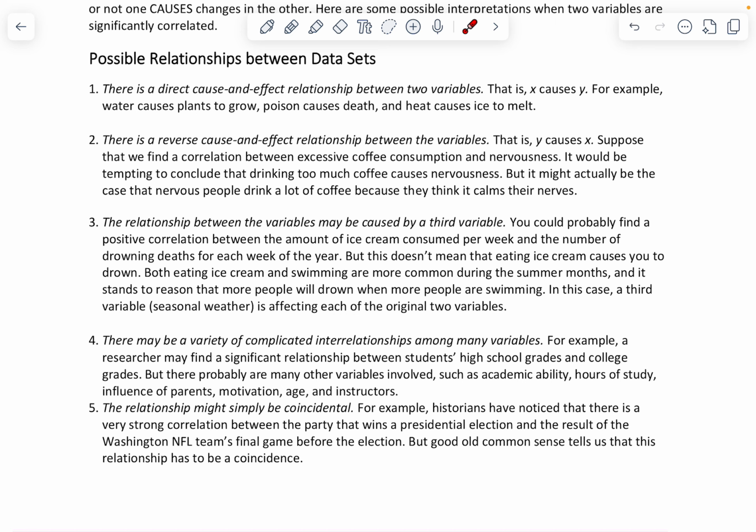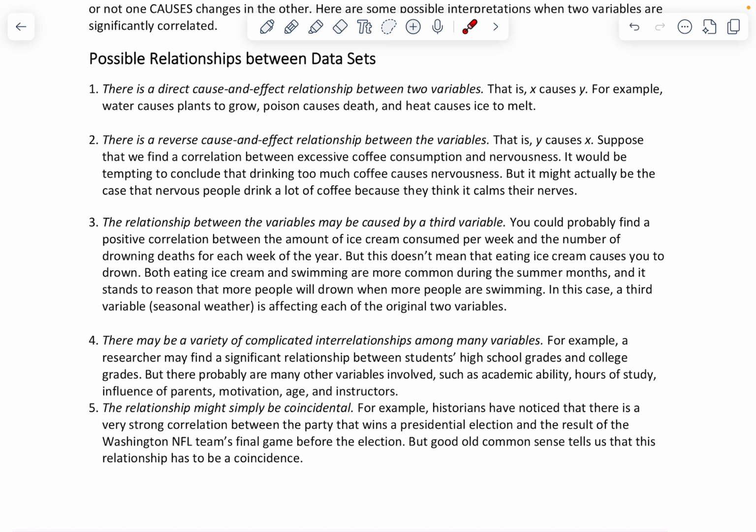5, the relationship might simply be coincidental. For example, historians have noticed that there is a very strong correlation between the party that wins a presidential election and the result of the Washington NFL team's final game before the election. However, good old common sense tells us that this relationship has to be a coincidence, right? So it's just a pure coincidence. There's really nothing going on there.